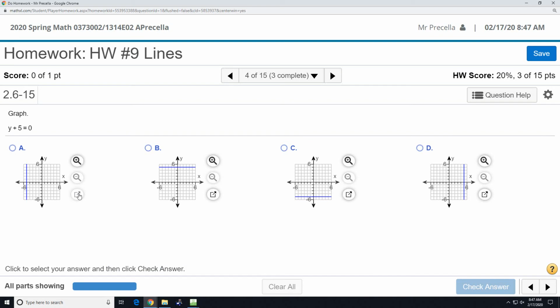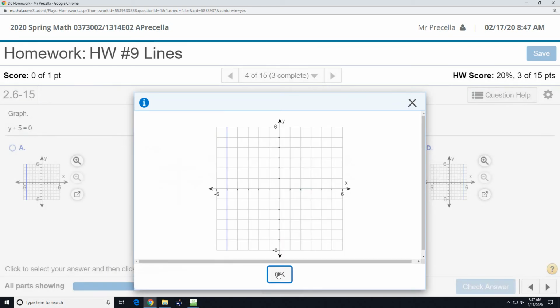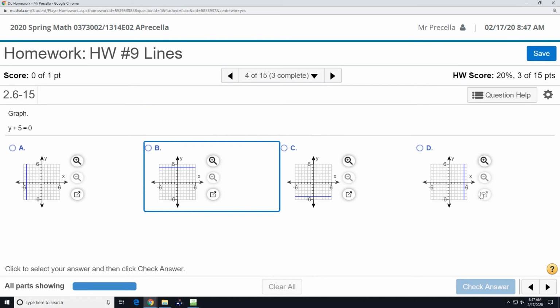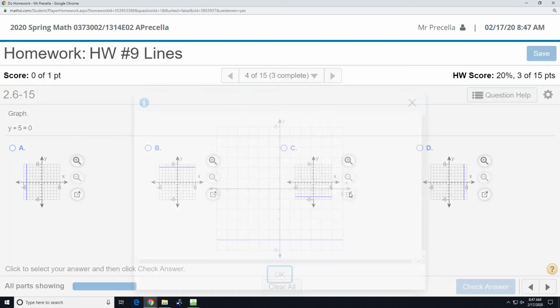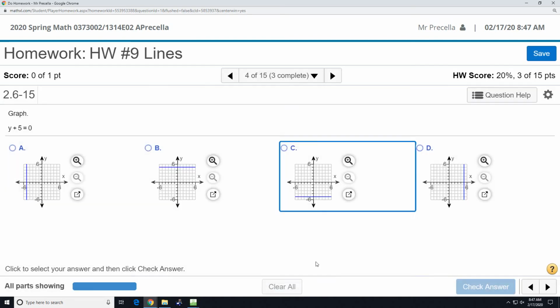It's not A, is it? It's not B either, is it? That looks like a horizontal line passing through positive 5, not negative 5. It's not D. D's vertical. It better be C. Is it C? Yeah.